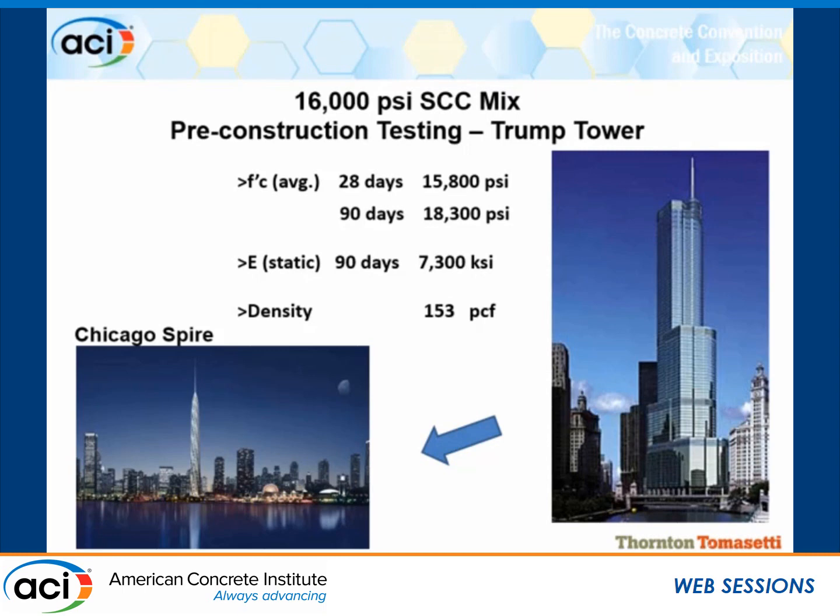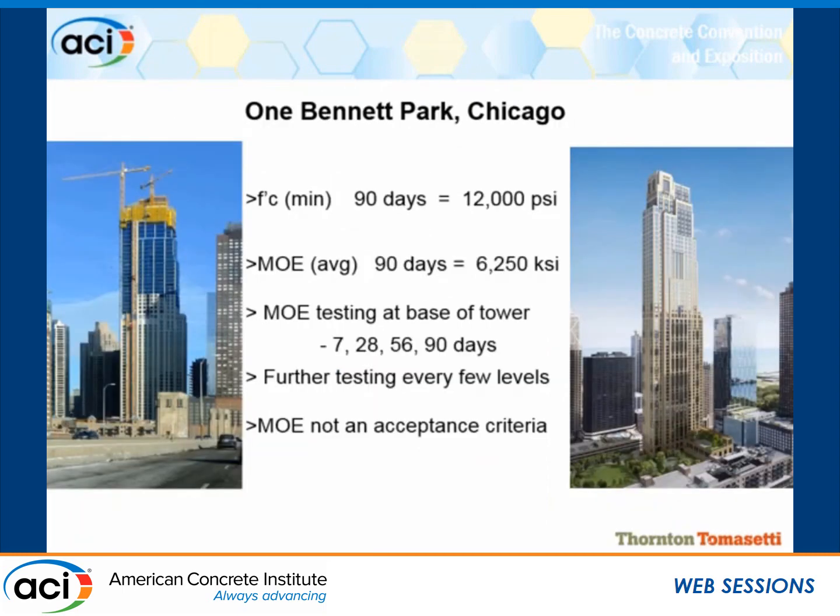And the idea was to use higher strength, high modulus concrete for that very slender proposal in Chicago. Just recently, One Bennett Park topped out in Chicago. It's about a 900 foot tall residential building, again very slender in one direction.